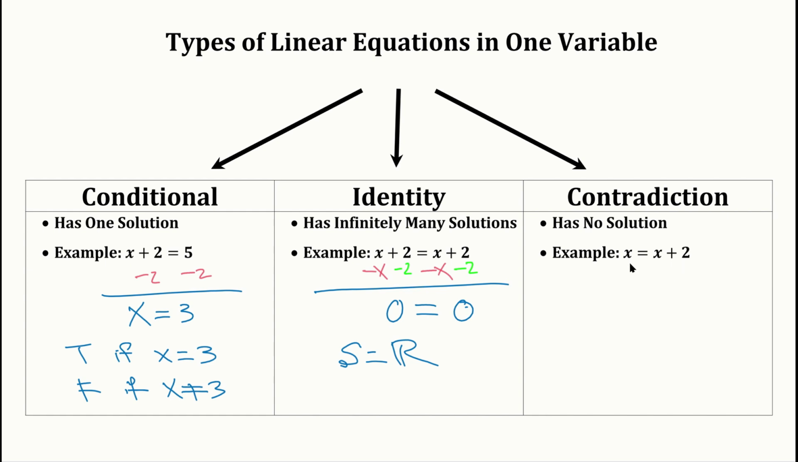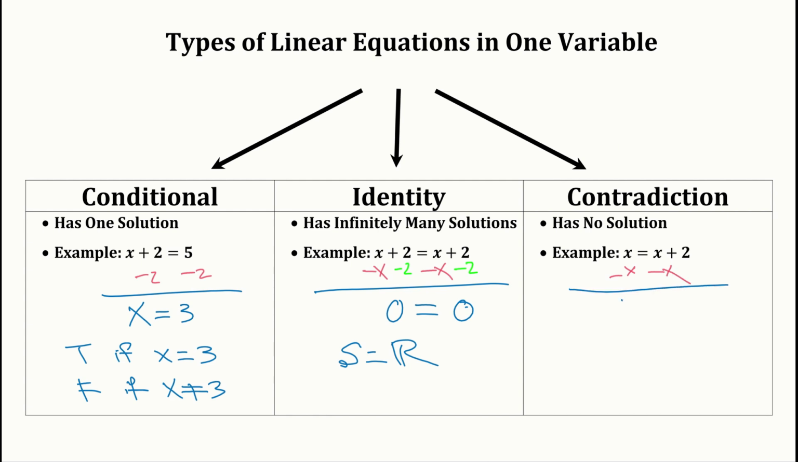Look at what we're asking here. We're asking you to find the number that basically stays the same if you add 2 to it. Well, that's impossible, right? Because you take any number and add 2 to it, what's going to happen? You're going to get a different number, right? A larger number. So what happens if we try to solve this? Well, let's go ahead and subtract x from both sides. Let's see what happens.